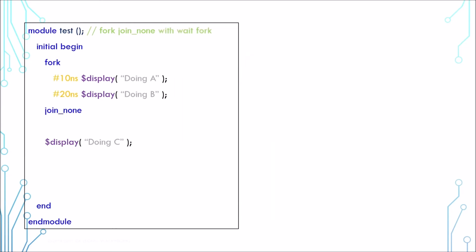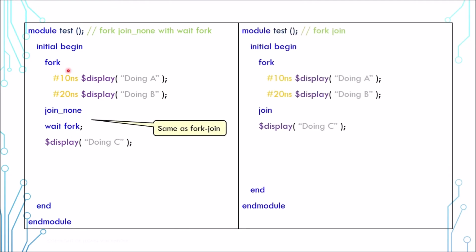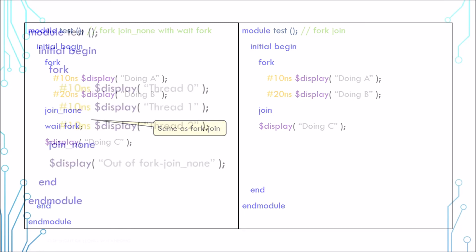Now let's say for some reason after launching the threads, you would like to wait for them to finish. You can use a wait fork statement here. However, please note that this would make a fork join none the same as a fork join construct. Fork join none has a unique capability. Unfortunately, it is not easy to illustrate that capability without using a complicated example. So I'll try to use a simple example to explain the general idea.